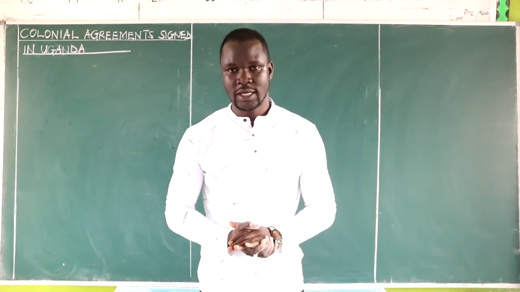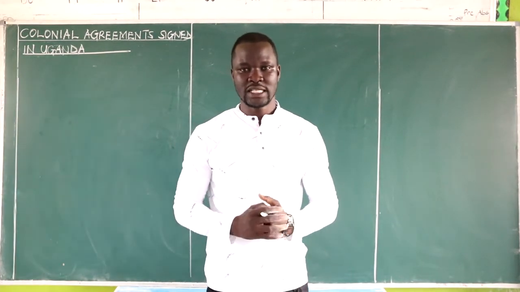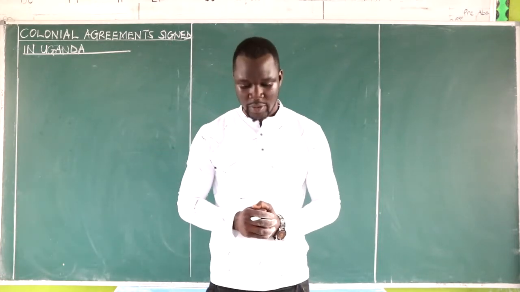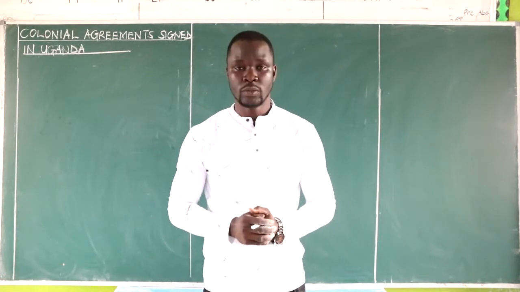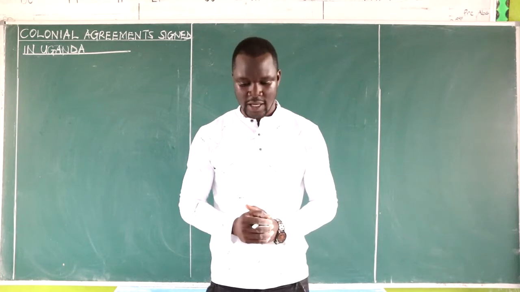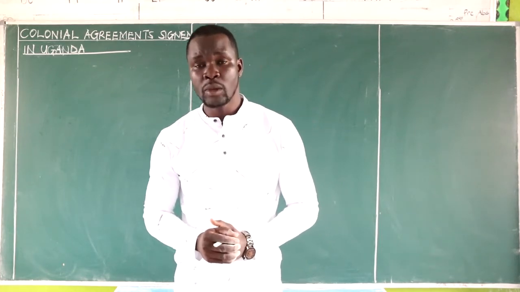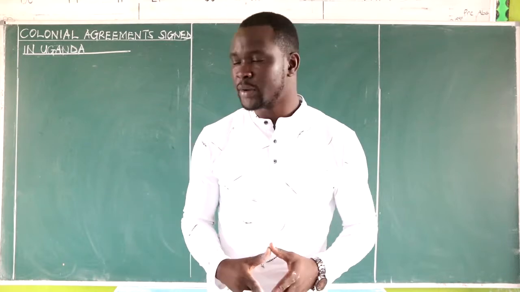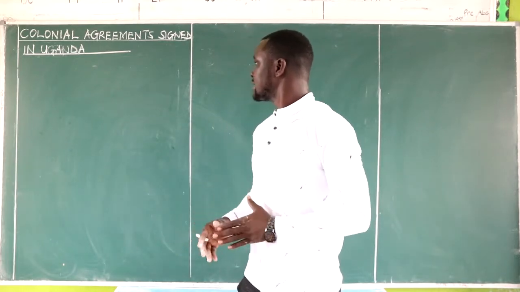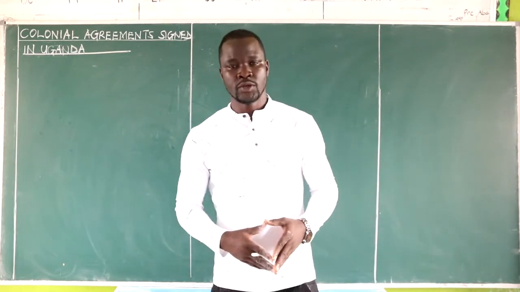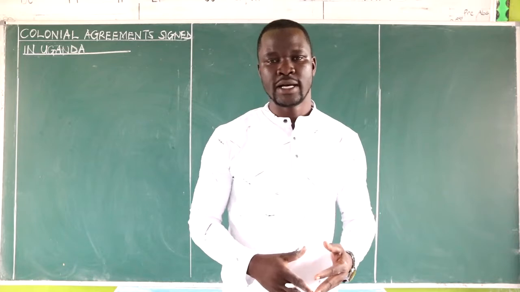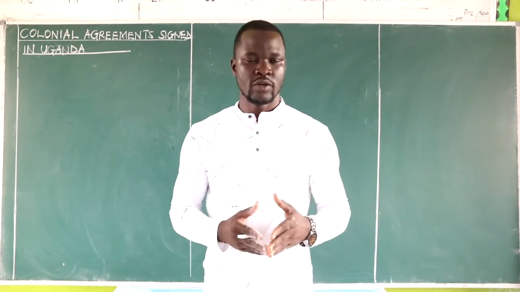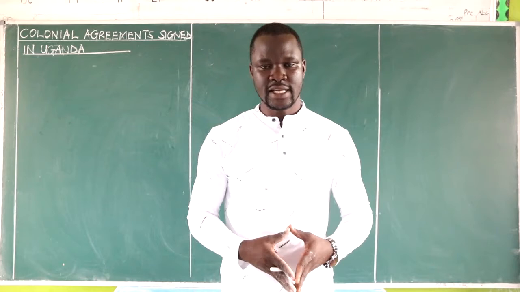We are going to discuss primary 5 content, and from our workbooks we are beginning from page 24. That's where we are having our lesson picked from. Today we are going to be discussing the colonial agreements which were signed in Uganda. To remind you, we are looking at the colonialists. That is one of the groups of foreigners that came to Uganda.